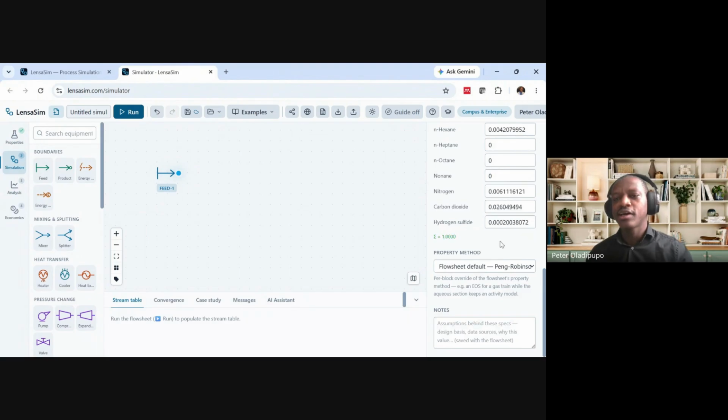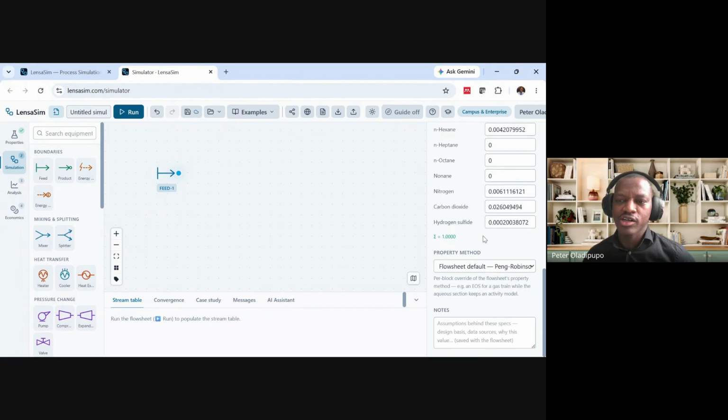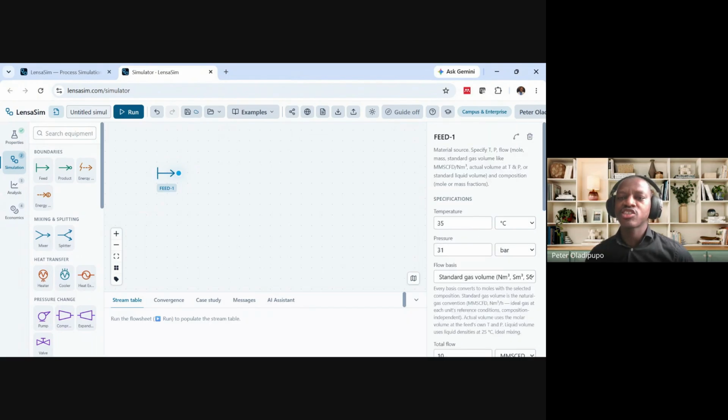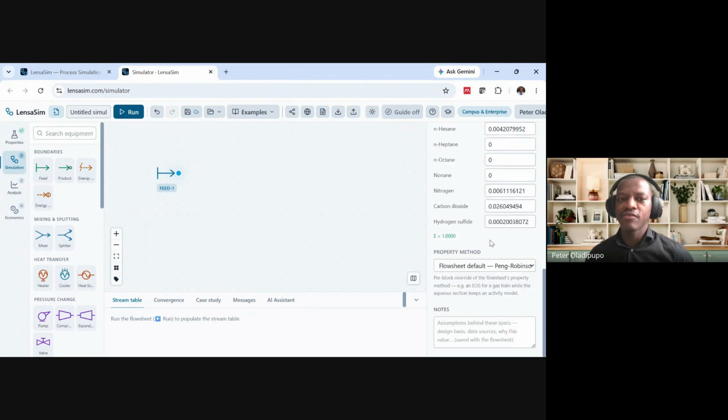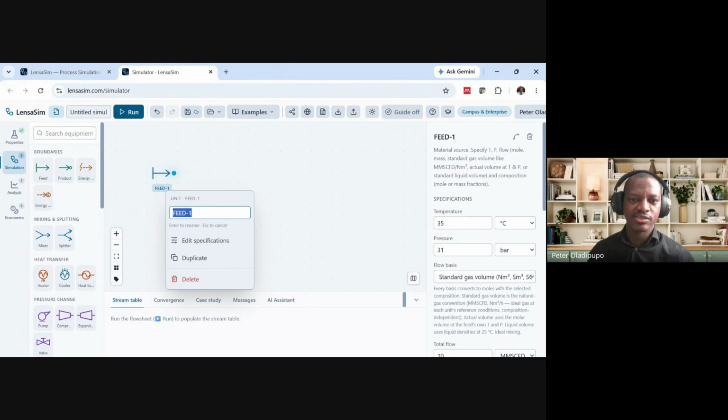By clicking normalize, LensaSim calculates the composition as a mole fraction. Okay, so with this we have fully specified the feed as it is entering the process. All right, so let's just name it flare gas.